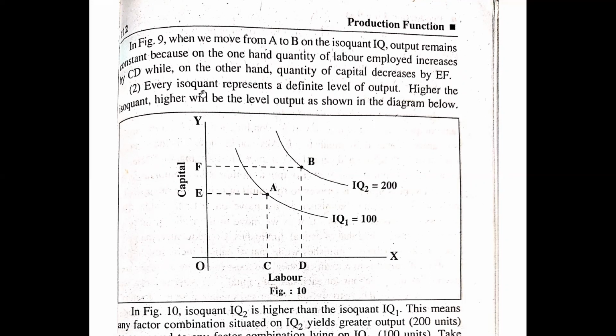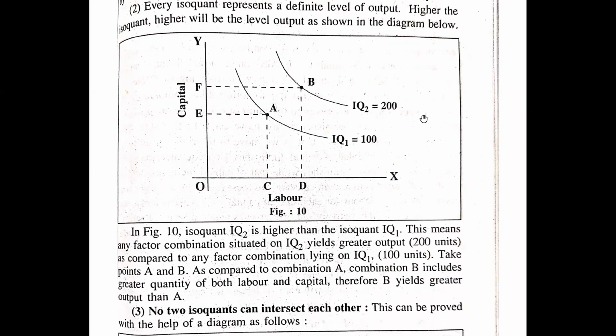Now second, every isocon represents a definite level of output. Higher the isocon, higher will be the level of output as shown in the diagram below. So guys, at this point we will get 100 units of the production, but when we increase our capital, when we increase our labor, when we increase all our factors of the production, we will also get an increase in the output. So guys, this is very easy to understand that every isocon represents a definite level of output. Higher the isocon, higher will be the level of output as shown in the diagram below that we already have seen.